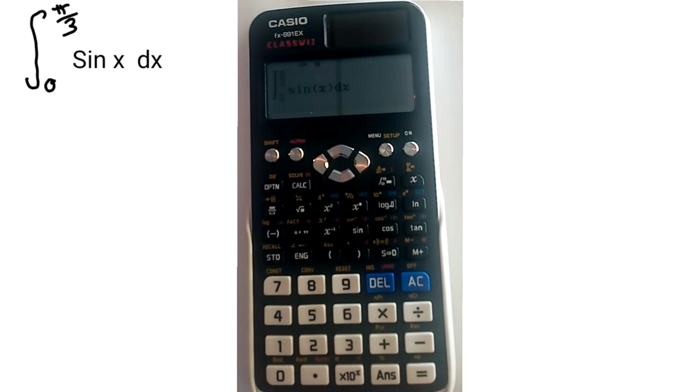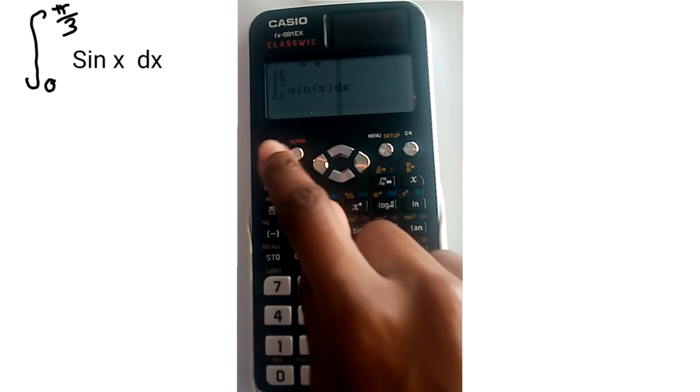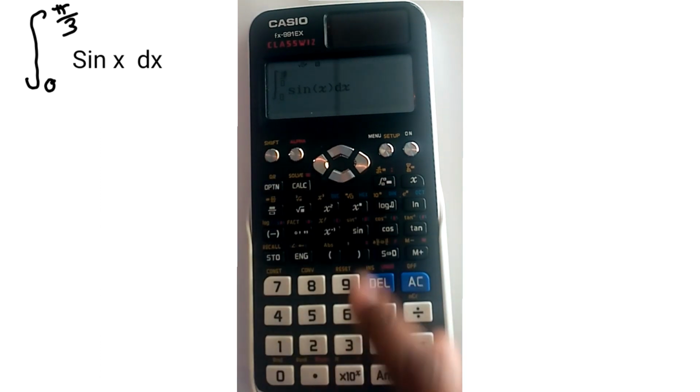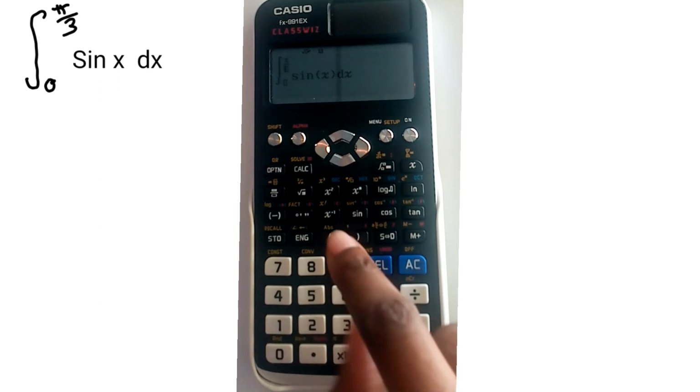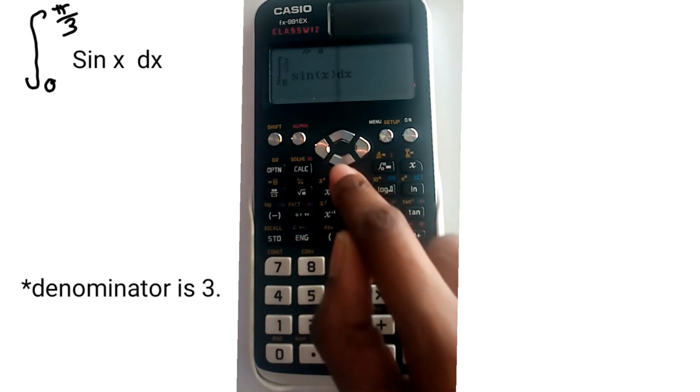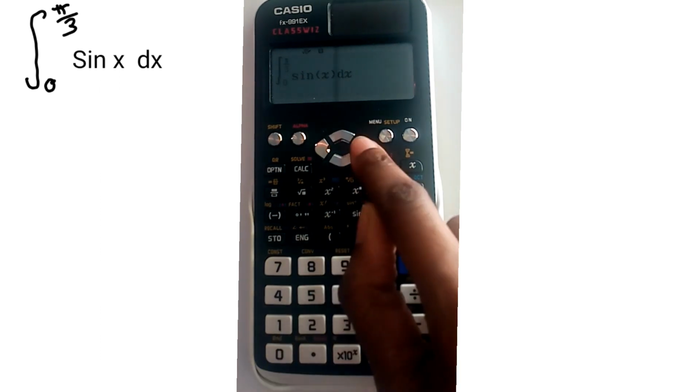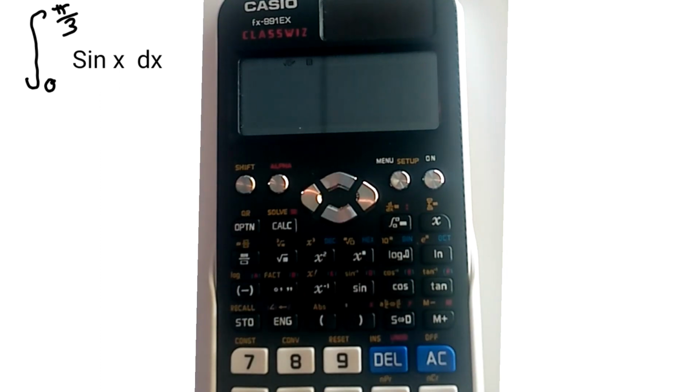So we press shift, multiply 10 to the power x, which is to get pi. Then we use the arrow, the denominator is 3, arrow to get the lower limit, which is 0, press the equal sign, and we get the answer as 0.5.